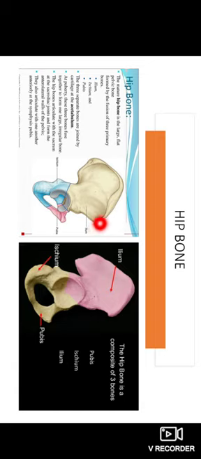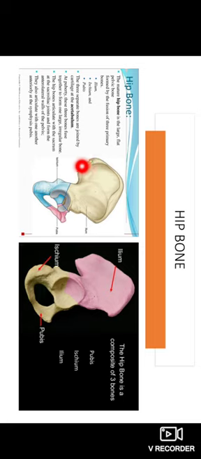The muscles which are attached to the iliac crest are, to the outer lip, external oblique abdominis muscle, intermediate area, internal oblique abdominis muscle, and the inner lip gives attachment for the transversus abdominis muscle. All the three muscles are abdominal muscles which are present on the anterior wall of the abdomen: external oblique, internal oblique, and transversus abdominis.